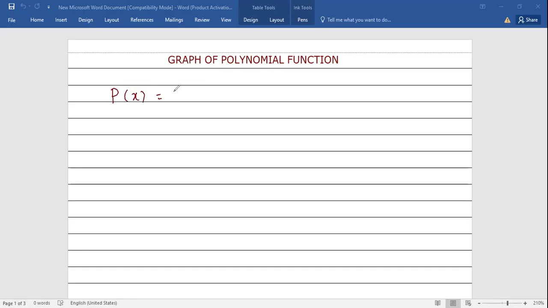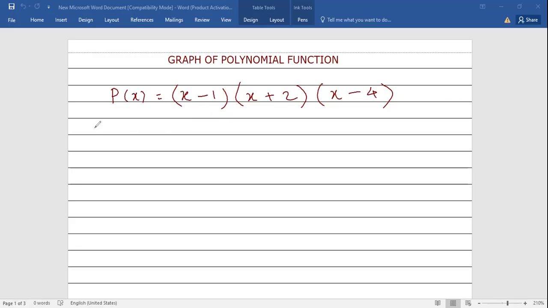P(x) equals (x minus 1)(x plus 2)(x minus 4). This is a polynomial function and we need to draw this graph without using a calculator. So there are certain steps that we need to do.